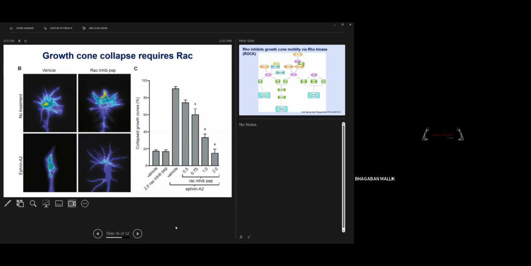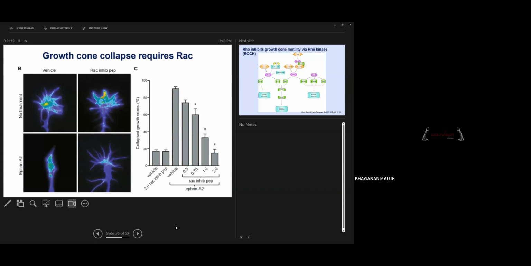But when they add the ephrin A2 signal in the vehicle, you can see that there is more collapse of the growth cone. The growth cone collapses because ephrin is a repellent. It activates RhoA signaling. It depolymerizes the actin. That's why you have more collapse of the growth cone.